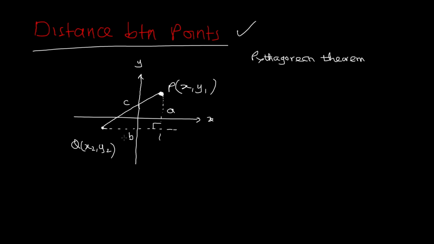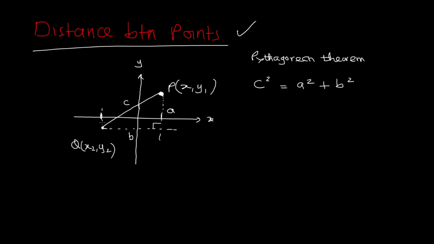So what does it state? It states that the square of this and that equal to the square of this one here. So meaning that C squared is equal to A squared plus B squared, right? And so if we look closely at this, this is just from this point to that point here.